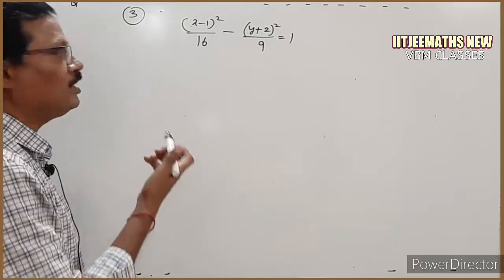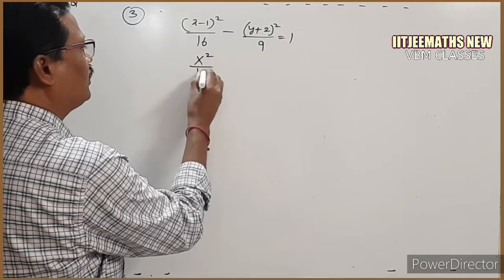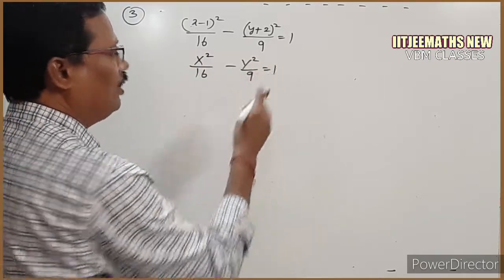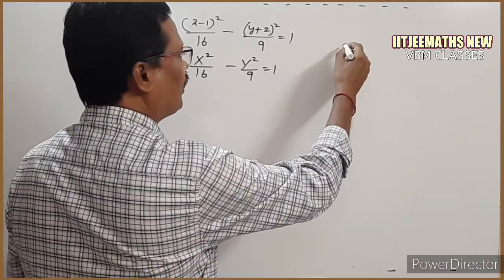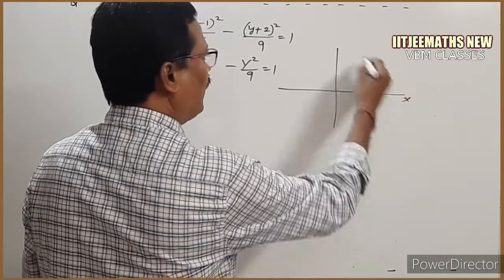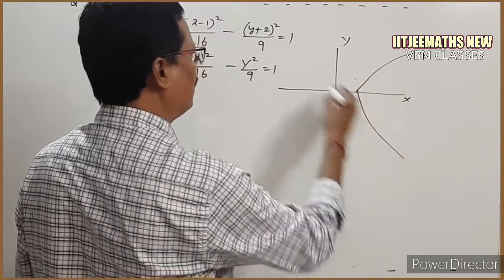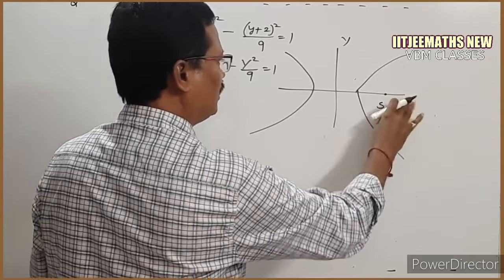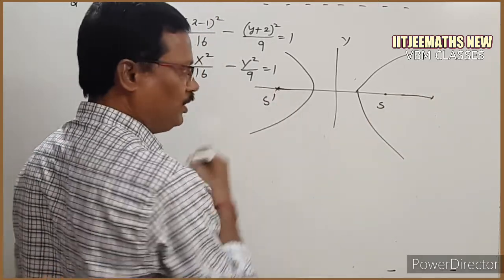Right. Now, this is a hyperbola. I am taking capital X square by 16 minus capital Y square by 9 is equal to 1 by shifting the origin. Now I am taking it in terms of capital X, capital Y. This is a hyperbola. This is one focus S. This is another focus S dash.